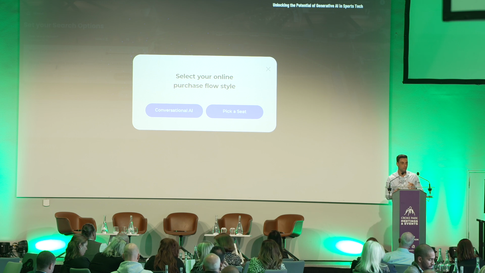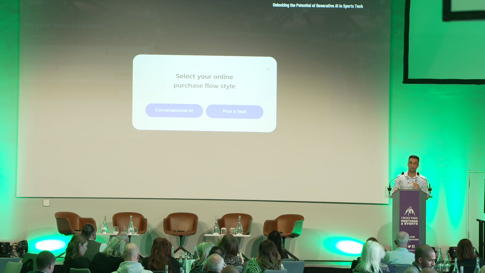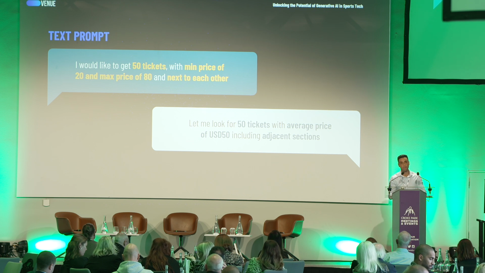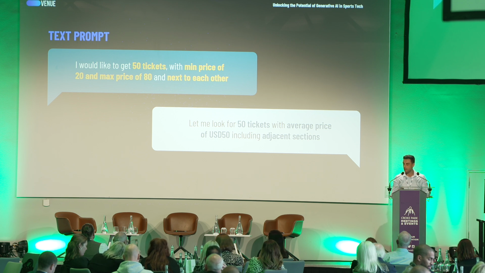So a group sales platform means that you can go and you can order up to 250 seats, and the system is going to try to sit them together in the same section or in adjacent sections. Okay, so instead of just going and doing it the traditional way, we're going to go the conversational AI way, where I'm going to prompt the system, and I'm going to ask the system to get 50 tickets with a minimum price. So we're going to give the system a range, 20 and 80 bucks, and next to each other. So the system is going to respond with something like this. Let me look for these 50 tickets.